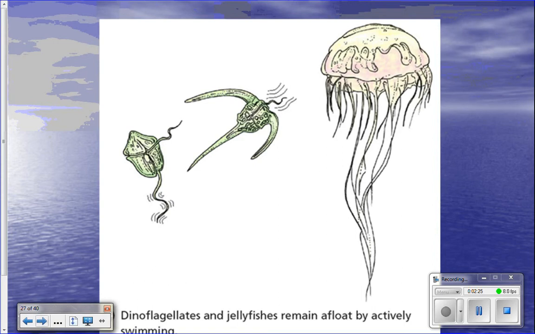So these two things on the left here, those are dinoflagellates. Those are going to be little single-celled plants. And then you've got your big jellyfish, which will be using jet propulsion to swim. And dinoflagellates use the flagella.